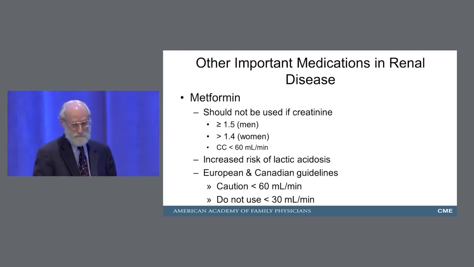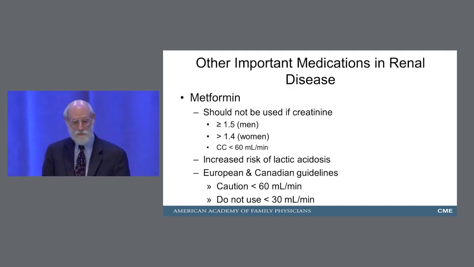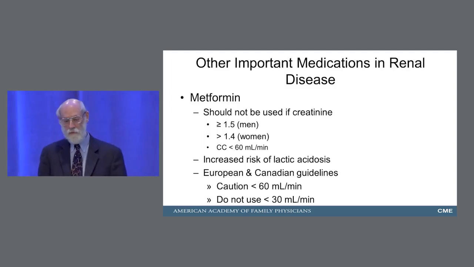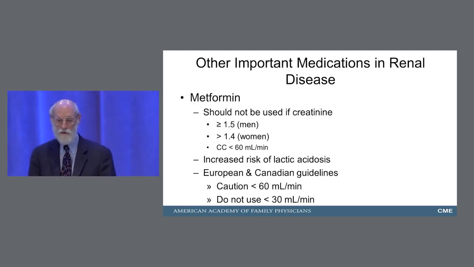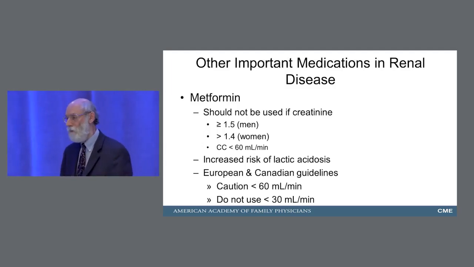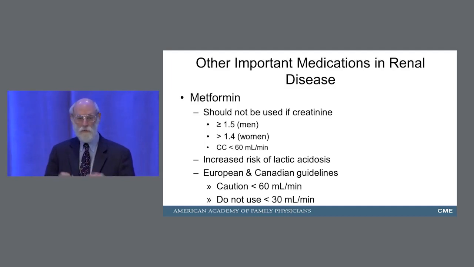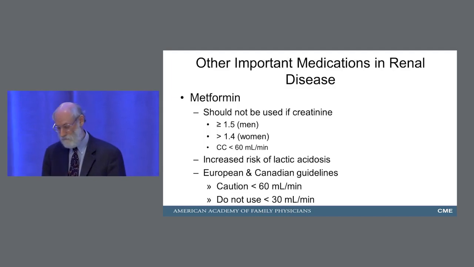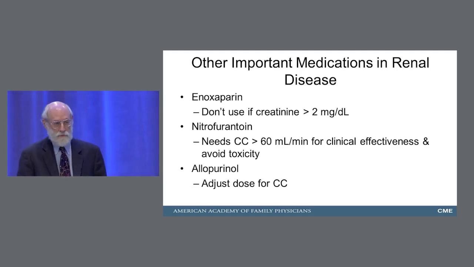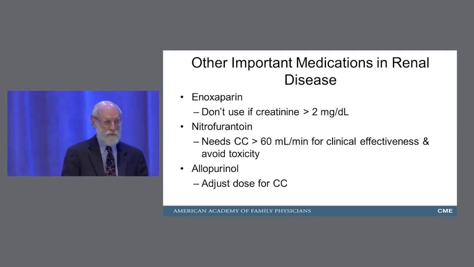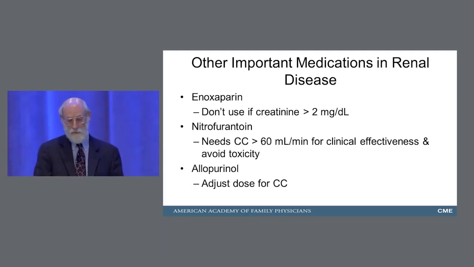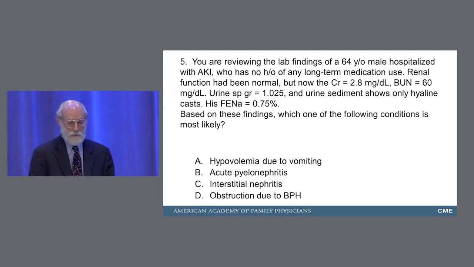What about metformin? The party line for many years has been don't use it if the creatinine is over 1.5 in a man, 1.4 in a woman, or a creatinine clearance less than 60 due to the increased risk of lactic acidosis. Our colleagues, however, in Europe and Canada are a little bit more lenient. They'll use it below 60 as long as the creatinine clearance is over 30. If you have a patient on enoxaparin for DVT prophylaxis, try to use it only if the creatinine is less than 2. Remember, nitrofurantoin requires good renal function to be effective. Allopurinol, if you're going to use that, remember to adjust your dose for the patient's creatinine clearance.